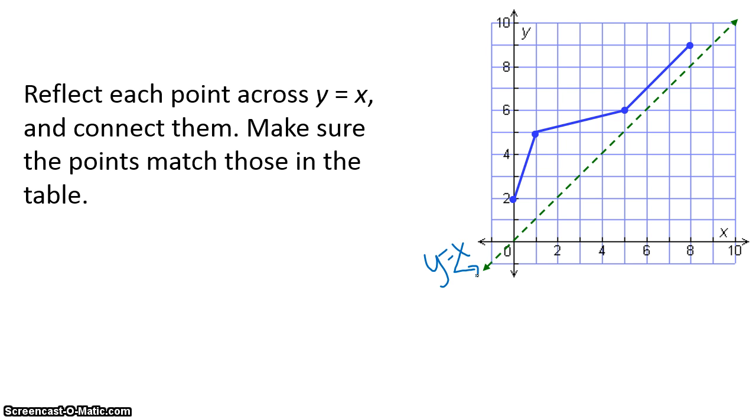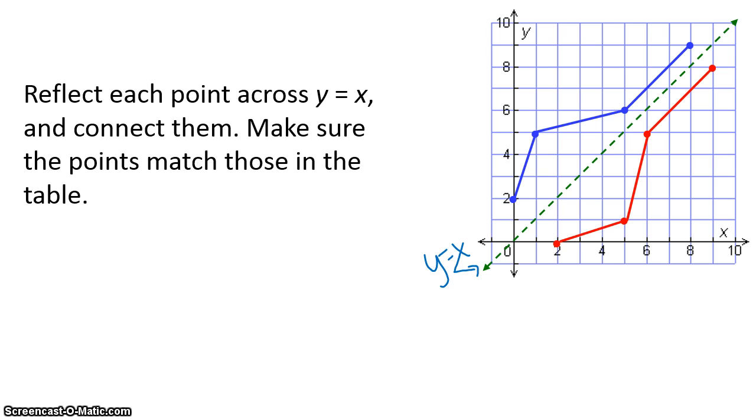And now we're going to plot those new points. Remember, the new points are the 2, 0, the 5, 1, the 6, 5, and the 9, 8. And here in red is your inverse graph. And it's as easy as that.